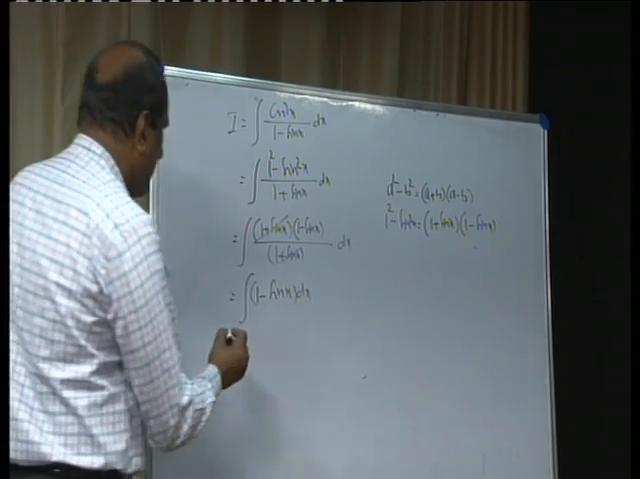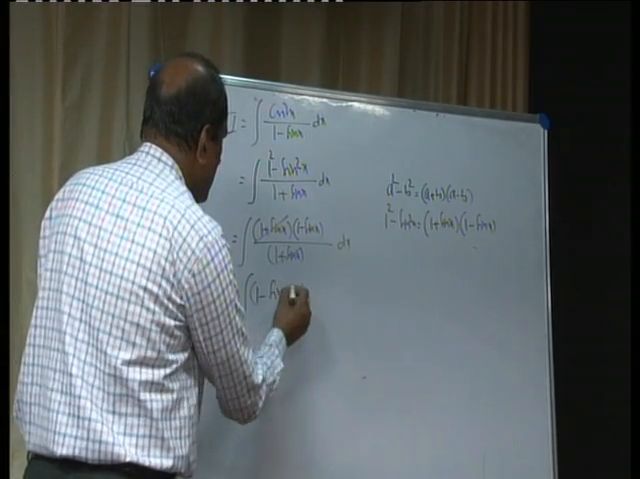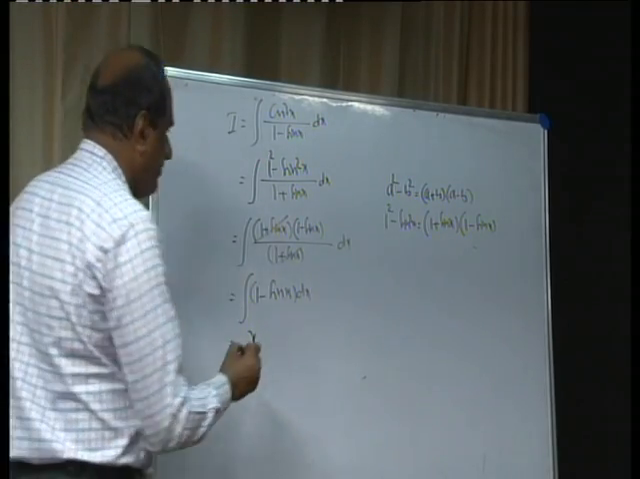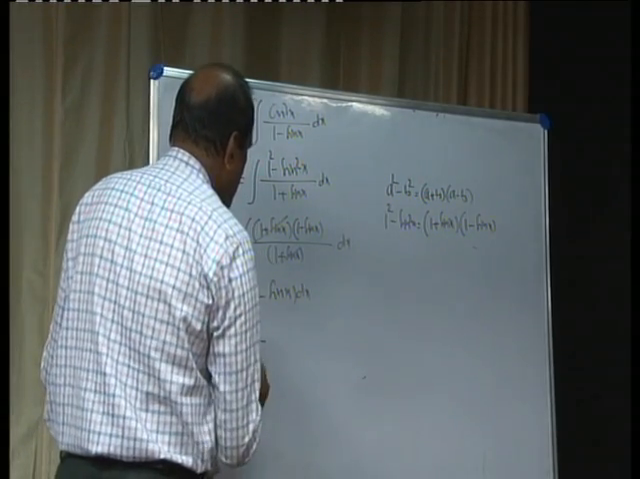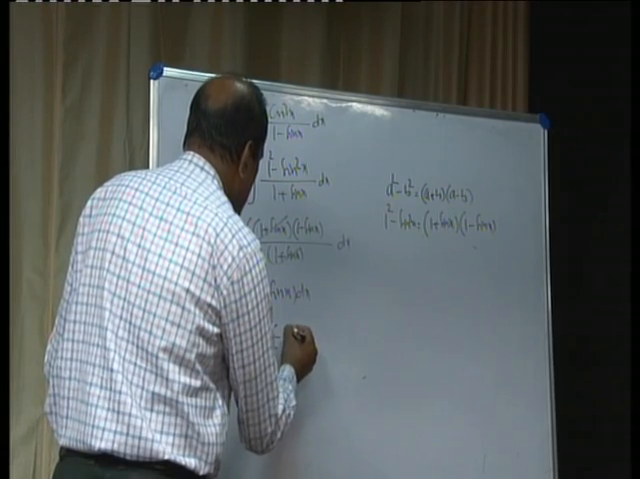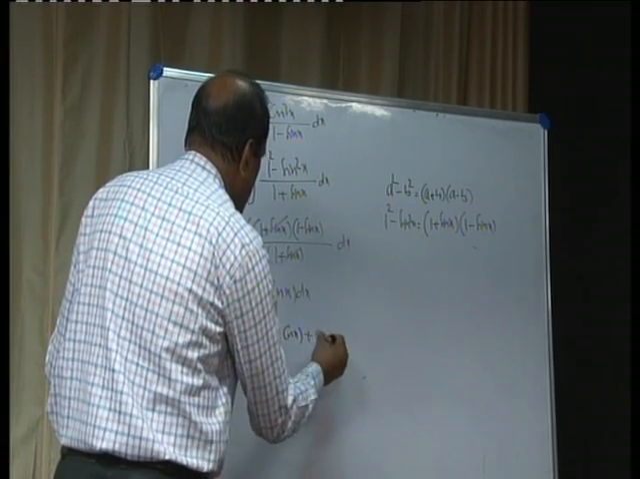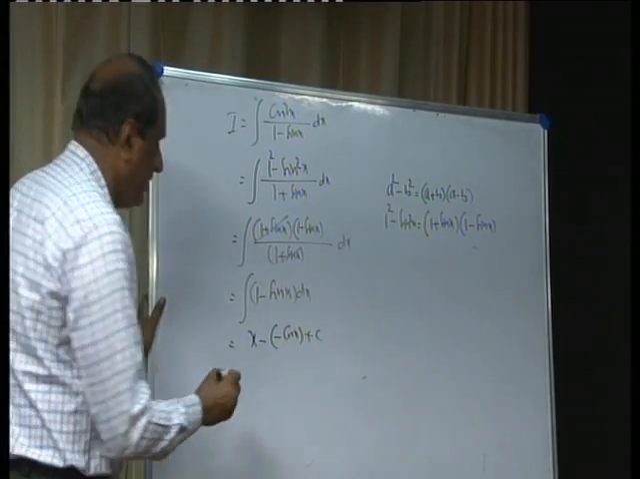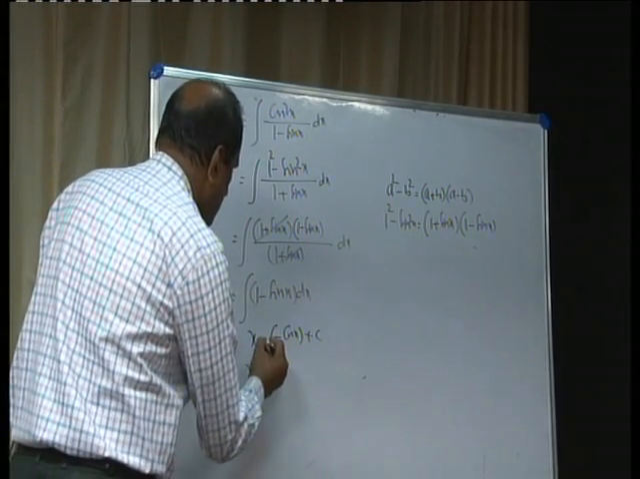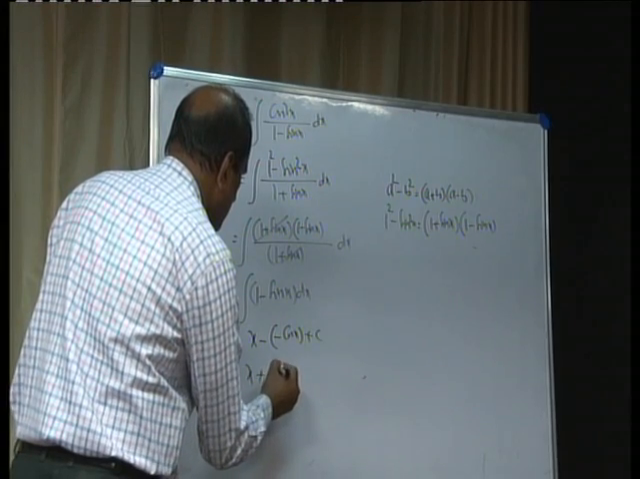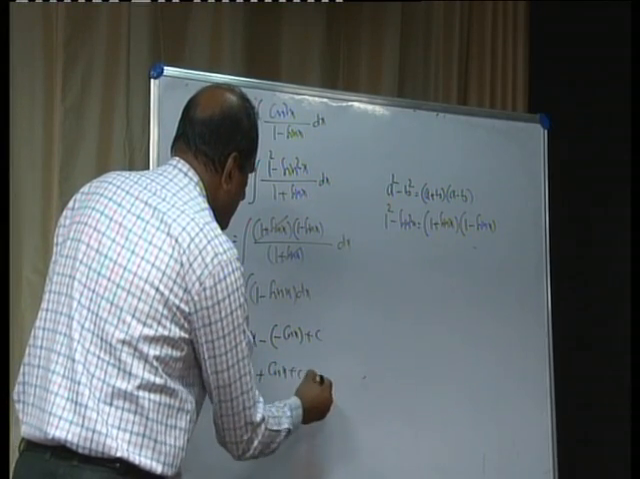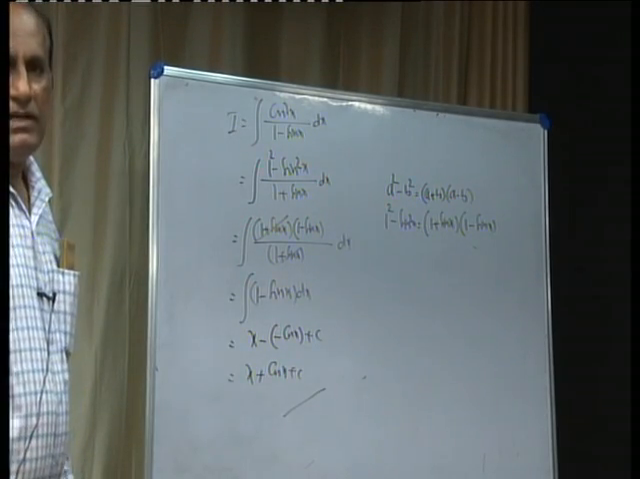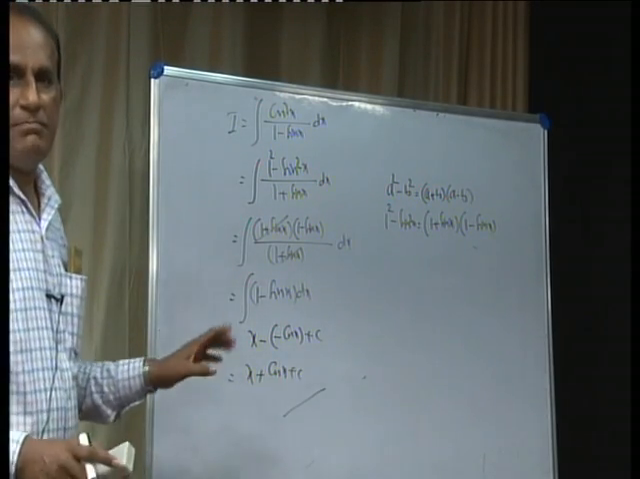Now integrate term by term. Integration of 1 with respect to x is x, minus sin x integration is minus cos x, plus c. See here, minus is here, sin x integration is minus cos x. So that is nothing but x, minus of minus is plus, x plus cos x plus c. So this is the procedure to find the given integral. So this completes the basic method.